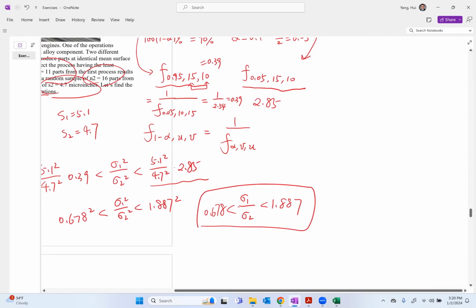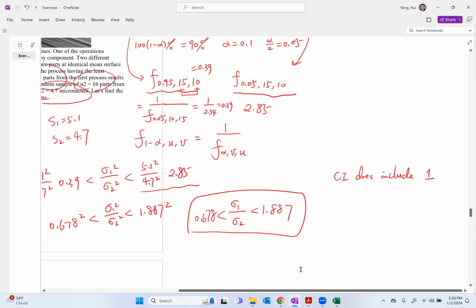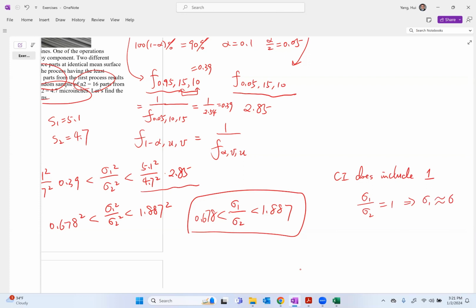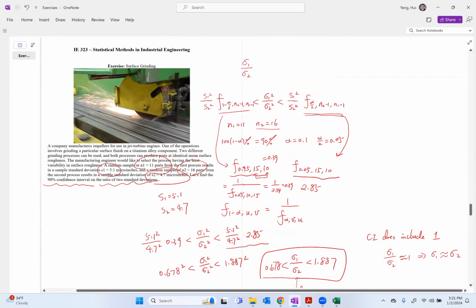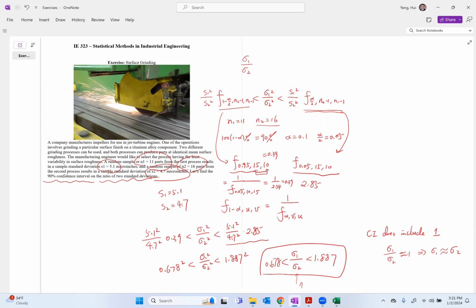Notice that this confidence interval does include one. So we cannot claim that the standard deviation of surface roughness for the two processes are different. Because one is included, if sigma 1 over sigma 2 equals 1, then sigma 1 is approximately sigma 2. Since 1 is inside this range, we cannot claim that the standard deviation of surface roughness for the two processes are different at the 90% level of confidence. So this is the exercise on the confidence interval on the ratio of two variances, or the ratio of two standard deviations.